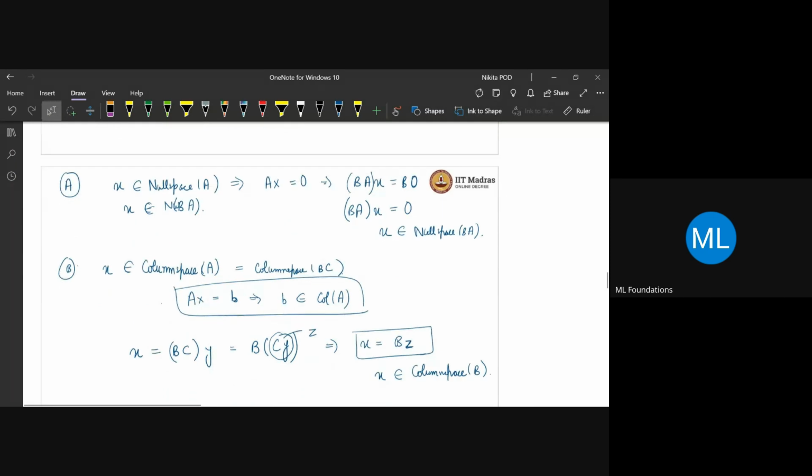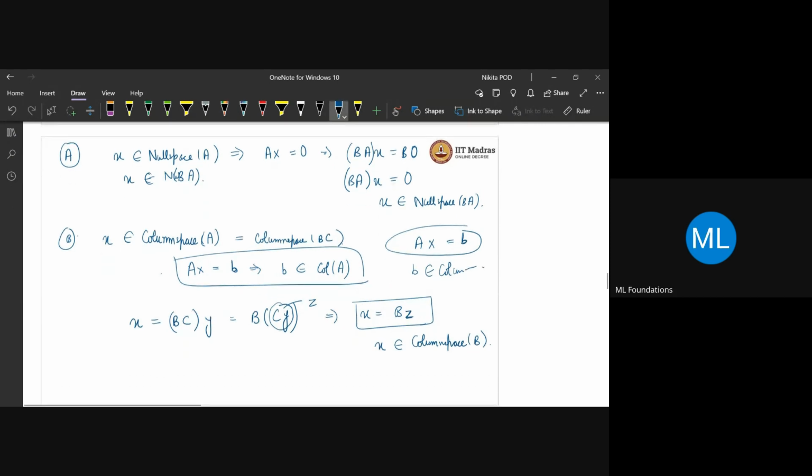Okay. When you say b, you have seen this Ax equal to b system of equations, right? And you also saw that b belongs to the column space of A. We have seen that, right? Yes. So now here we are saying x belongs to the column space of A. So I should be able to write x as A times some vector y.